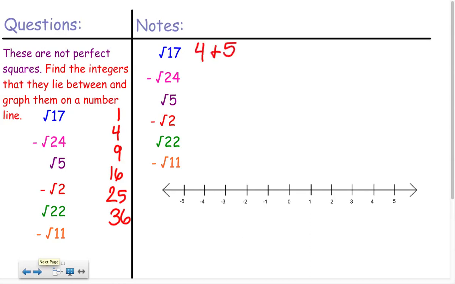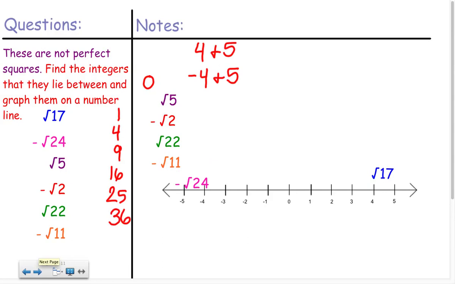Now if I look, 17 is closer to 16 than it is 25. So I'm going to have it be closer to the 4 than the 5. Maybe right around here though. Negative square root of 24, well 24 would fall in between again, 16 and 25, but this time it's going to be negative. So that means it's going to fall between negative 4 and negative 5 because of that negative sign. So I'm going to move that down here.